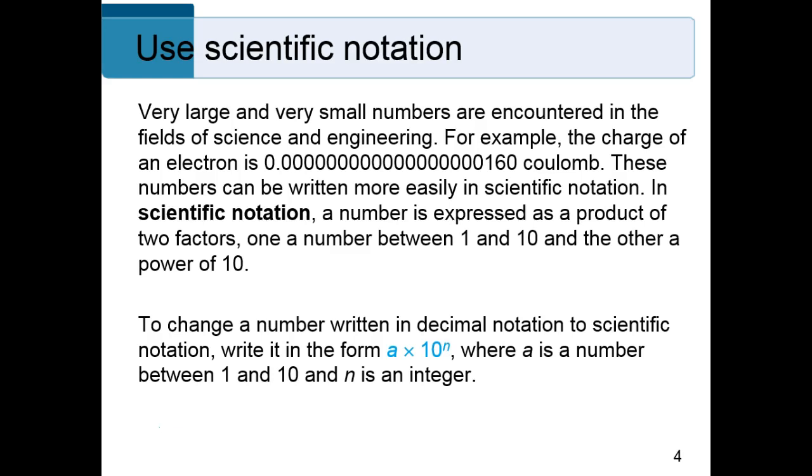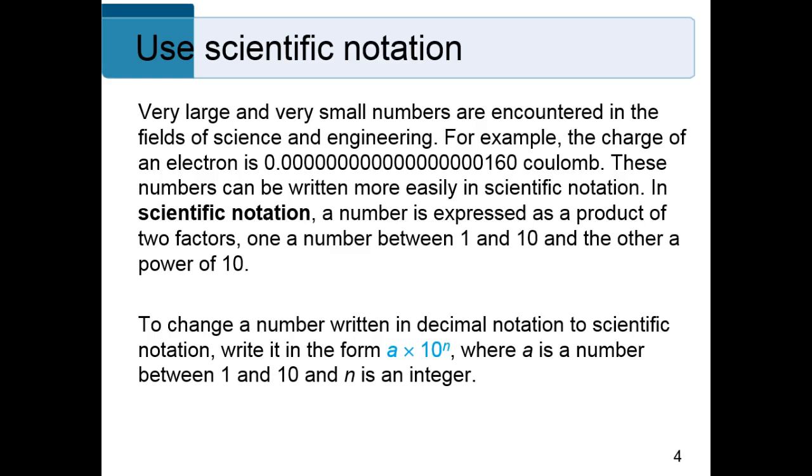Not good. These numbers can be written much more easily in what they call scientific notation. In scientific notation, a number is expressed as a product of 2 factors. The first factor is a number between 1 and 10. The second is an exponent power of 10. Okay? So here's what we do. You see the decimal here. To get this to be a number between 1 and 10, we have to move this decimal after the 1. Now it's 1.60, and that's between 1 and 10.